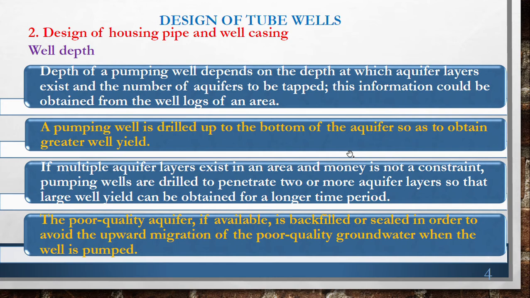Now the depth of the well. The depth of the well depends on many parameters. It depends on the aquifer layers, the number of aquifers to be tapped, etc. Normally the well should be drilled up to the bottom of the aquifer. If there is an aquifer, we have to fully penetrate the aquifer for getting more yield.